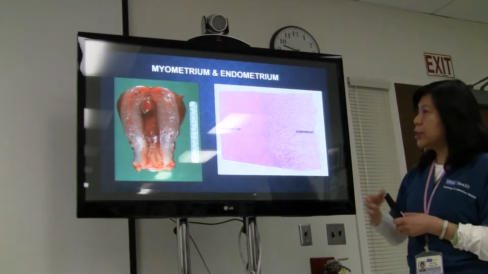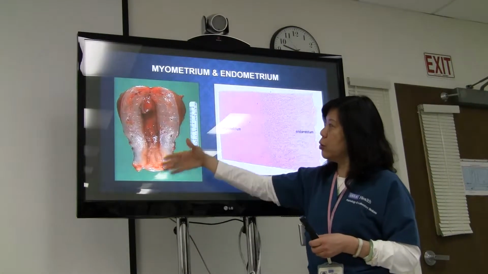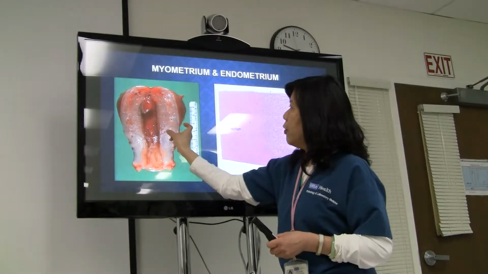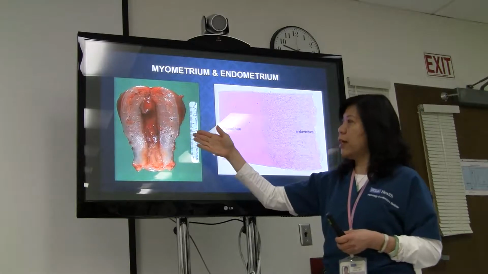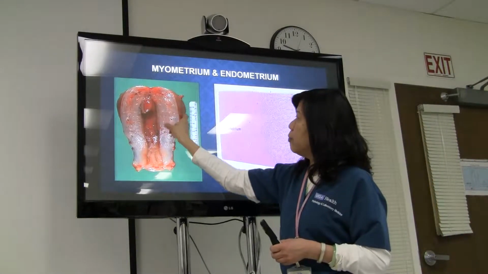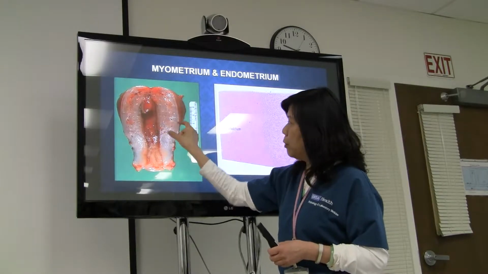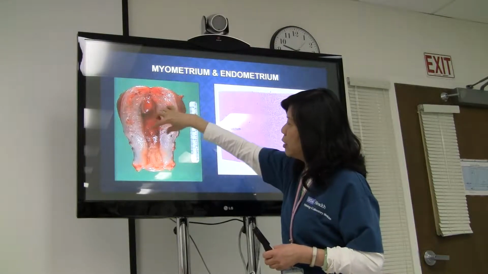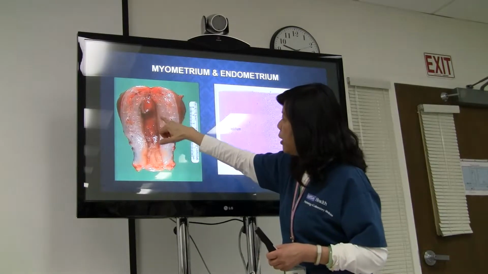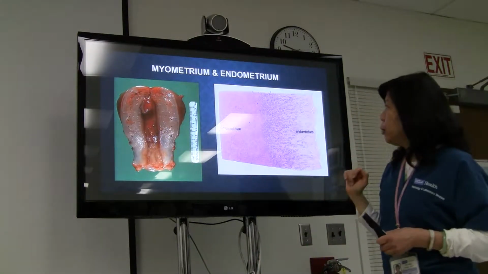Okay, so this is a cross-section of a uterus. You can see that the muscle layer is very thick. The uterus is sort of like a pear shape, upside down. And this is the myometrium area, this thickness is the muscle, okay? And then the surface area here is the endometrium.